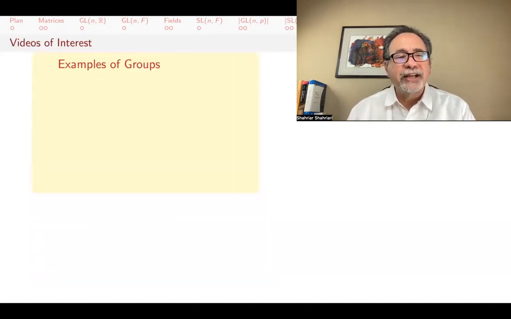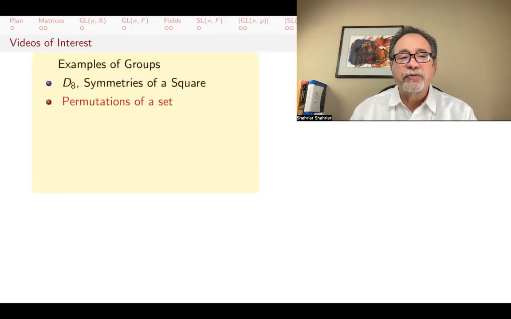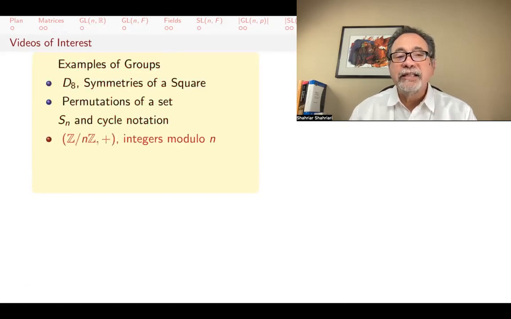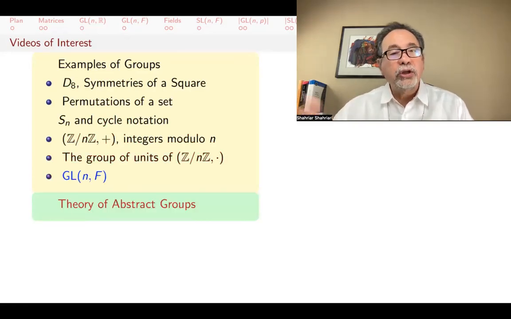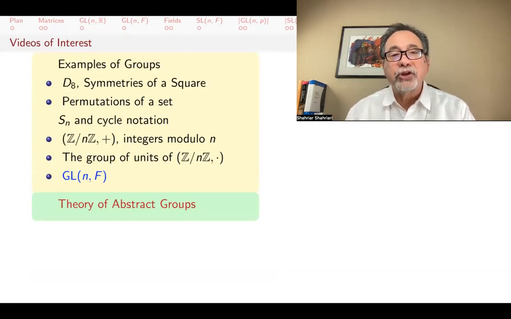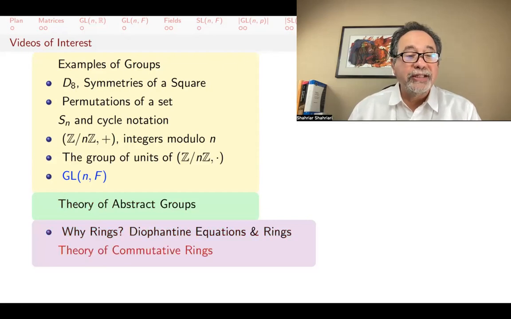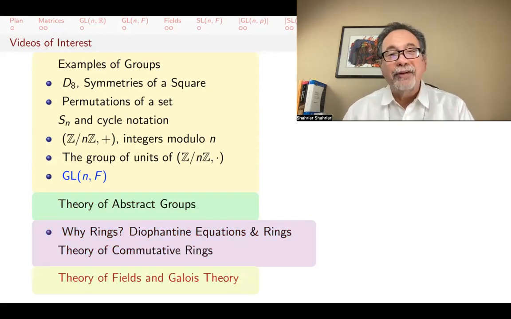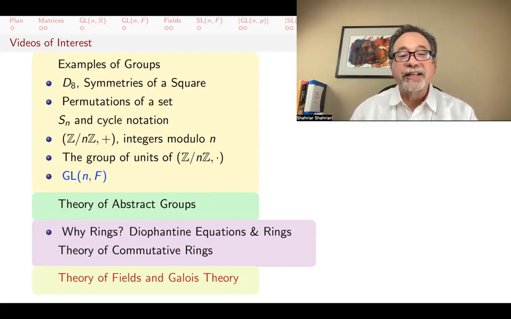This is the end of this lecture. This was the last video to give you examples of groups. There was one on symmetries of a square, permutations of a set, Z mod nZ, the group of units of that, and this was one on GLnF. We are now going to have a whole long list of videos on the theory of abstract groups. When that's done, there will be a video on why we should study rings, and then we will dive into the theory of commutative rings, and if there's time left and energy left, there will also be a set of videos at some point on fields and Galois theory.